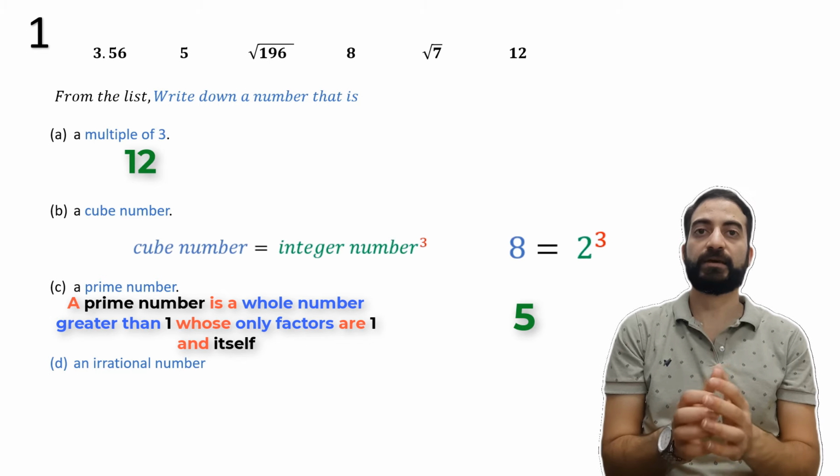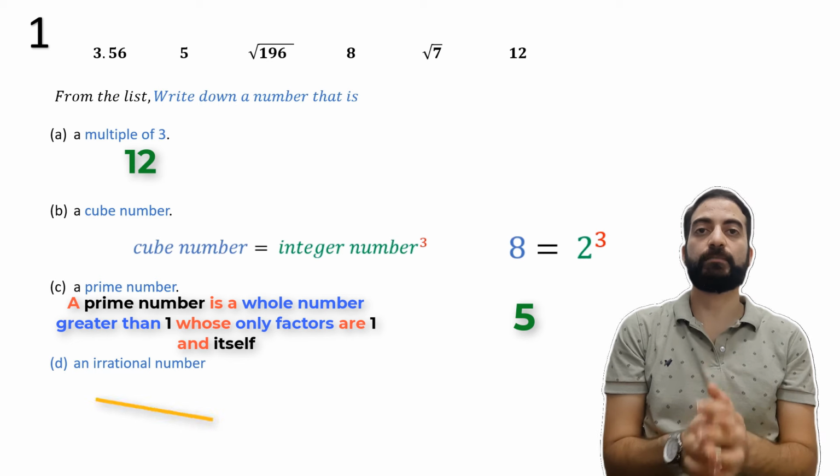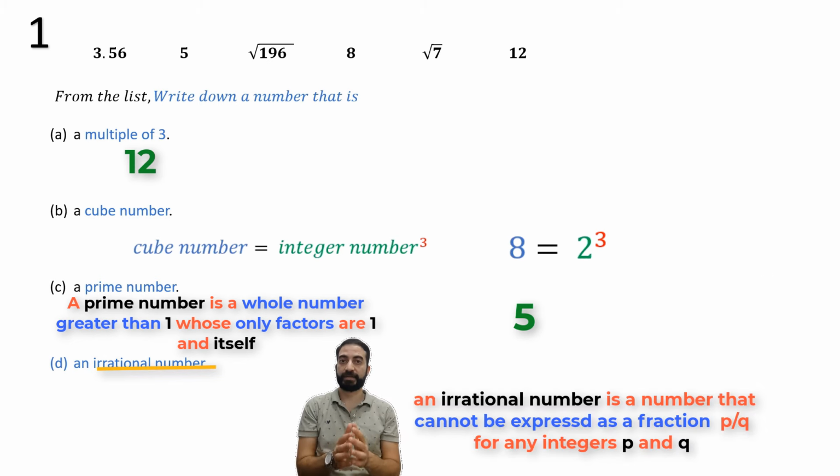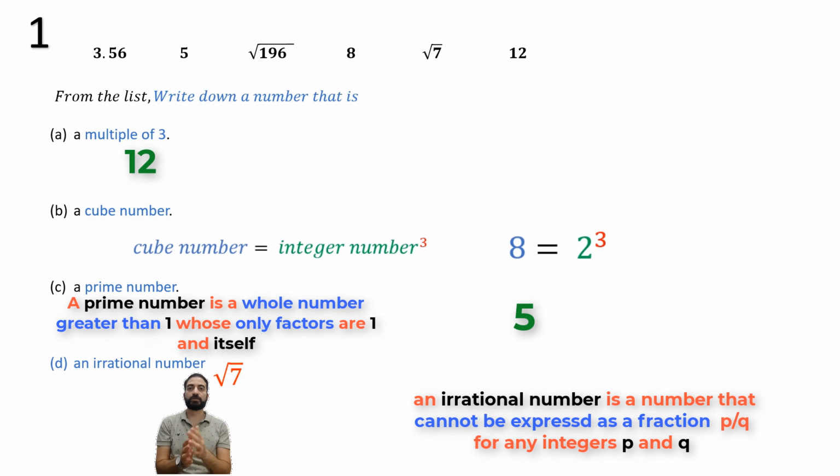Part D, write down a number that is an irrational number. An irrational number is a number that cannot be expressed as a fraction p over q for any integers p and q. Here we have √7, which is equal to 2.645751, etc. This number cannot be written in fraction form because it is an infinite number and not a recurring number. This means that it is an irrational number.